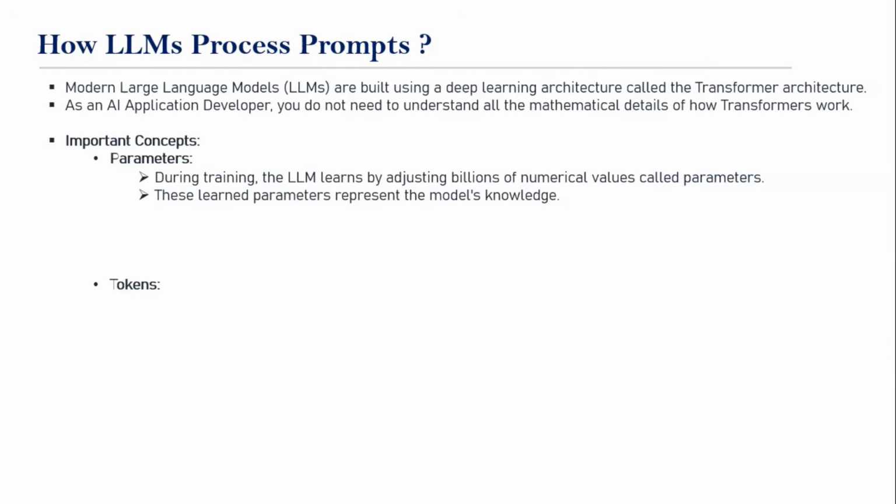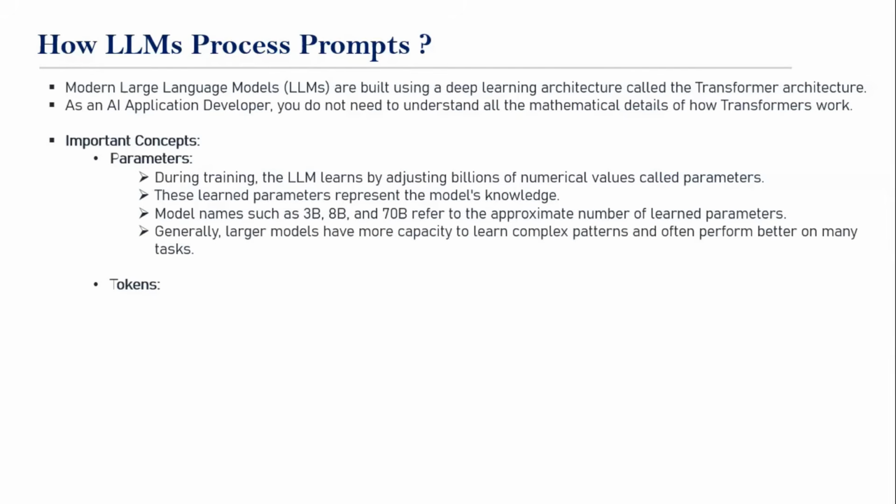If you see model names, generally at the end, you will see something like 3 billion, 8 billion, 70 billion, right? All those are the approximate number of learned parameters. Generally, larger models have more capacity to learn complex patterns and often perform better on many tasks. Be clear, larger models are nothing but models with a larger number of parameters. That's it. Now let me go with the tokens.